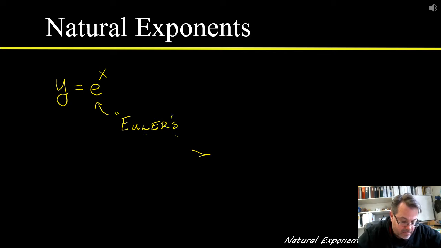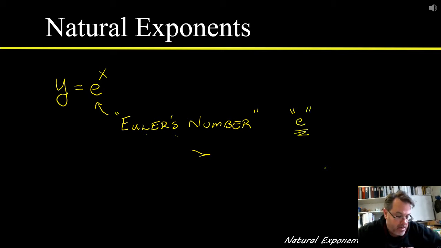is technically called Euler's number, and Euler was a mathematician. But most people just call it e. So they would read that equation as y equals e to the x.